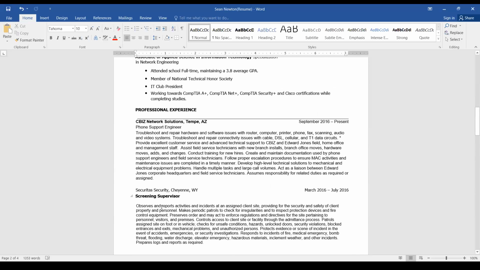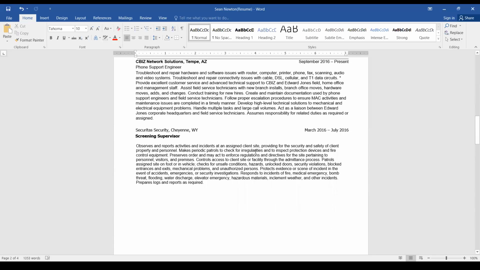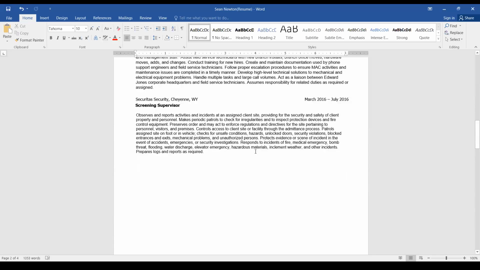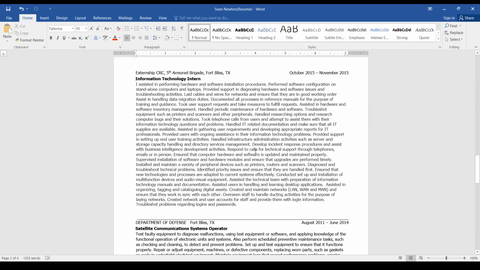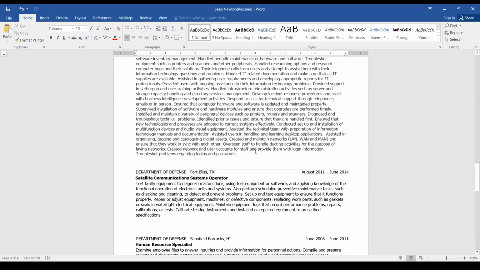This one I would make sure just listed the position. It shows that you were working. That's important in one way or another. But this is the important non-military job, the CBiz Network Solutions, which you've been at now for a year and a half. So that's good. So that's how I'd suggest you restructure this.